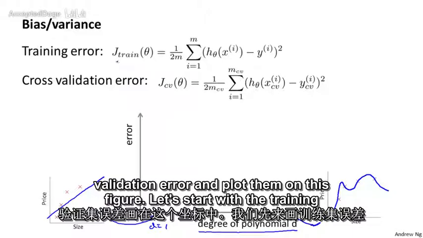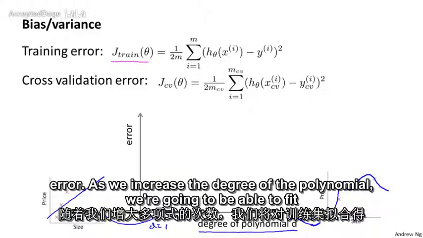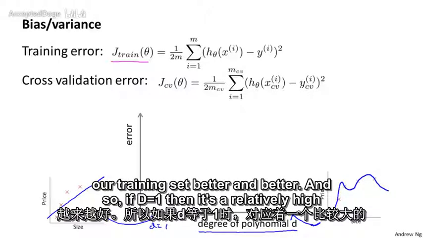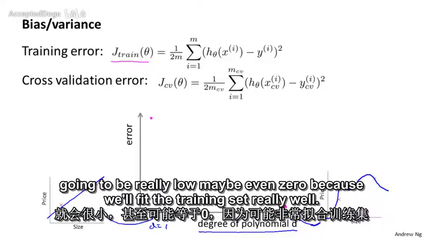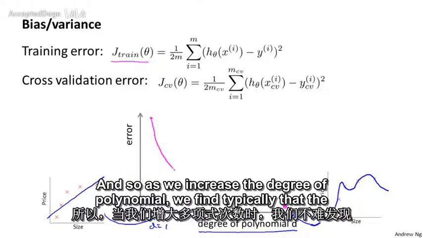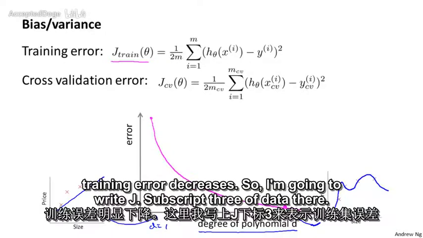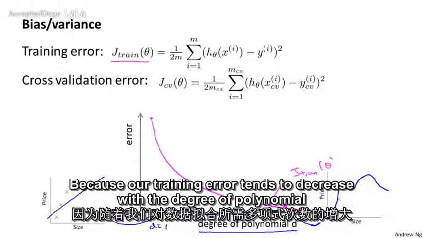Let's start with the training error. As we increase the degree of the polynomial, we're going to be able to fit our training set better and better. And so if d equals 1, we're going to have a relatively high training error. If we have a very high degree polynomial, our training error is going to be really low, maybe even 0, because we'll fit the training set really well. And so as we increase the degree of polynomial, we find typically that the training error decreases. So I'm going to write J subscript train of theta there, because our training error tends to decrease with the degree of the polynomial that we fit to the data.